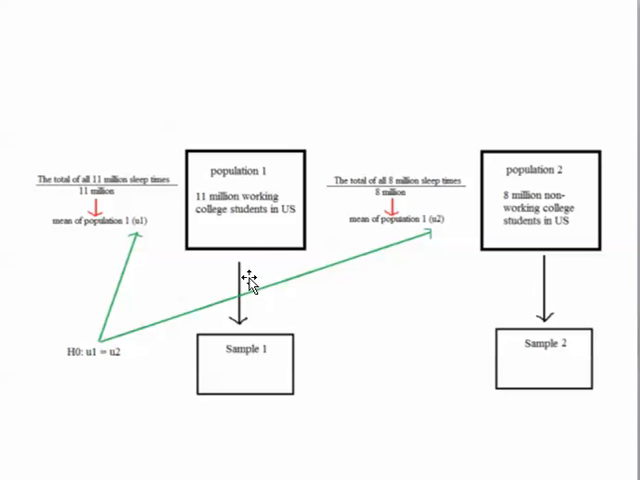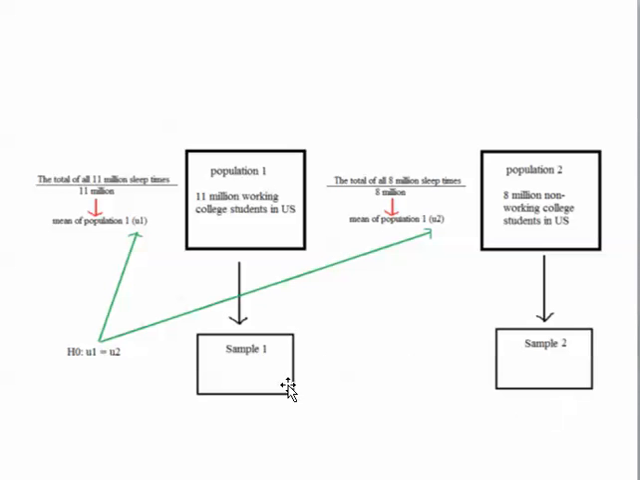For example, if the researcher recruited 100 people from population 1 and asked those 100 people, how many hours are you sleeping per night, the researcher would record their 100 answers, add them, and divide by 100, and then that would be the mean of sample 1. If the researcher asked 100 people from population 2, how many hours are you sleeping per night, the researcher would add their 100 answers and divide by 100, and the researcher would get the mean of sample 2.